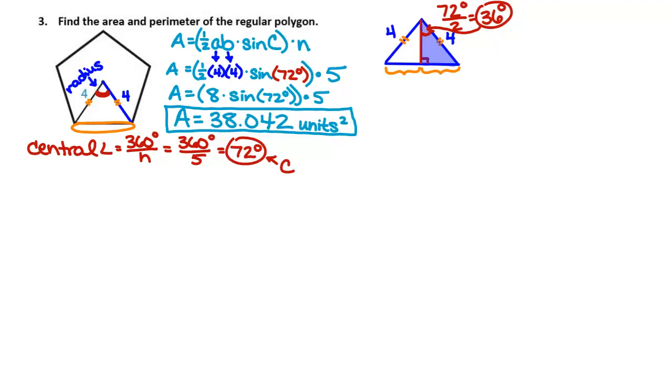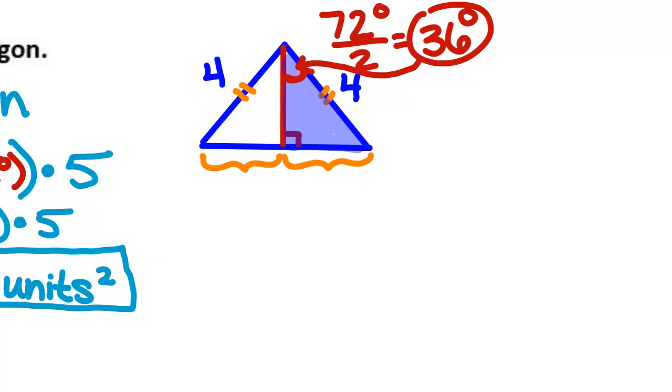We had found out that the central angle here was 72 degrees, so when we redrew the triangle and we split it in half, we cut that angle in half. So instead of 72 degrees up at the top, that little half angle is now 36 degrees. And we are trying to find this value right here, the size of this piece of the triangle.